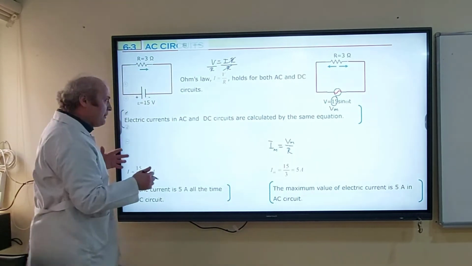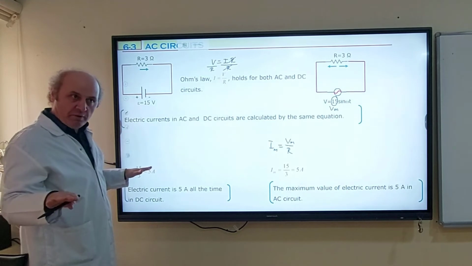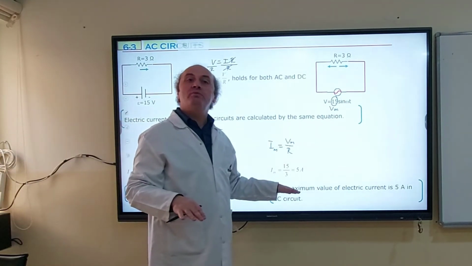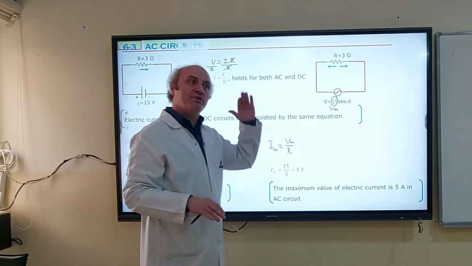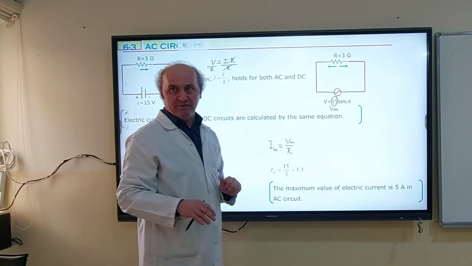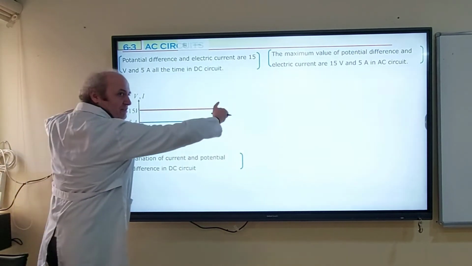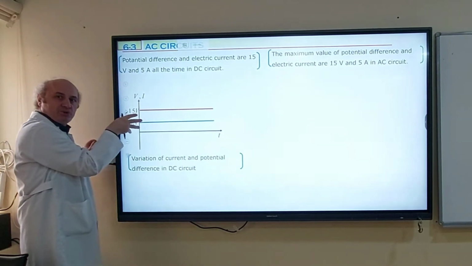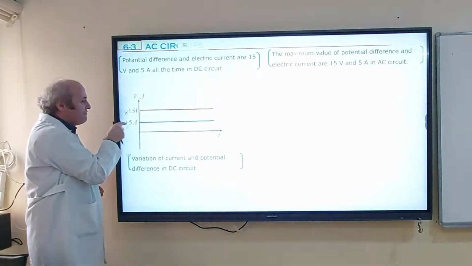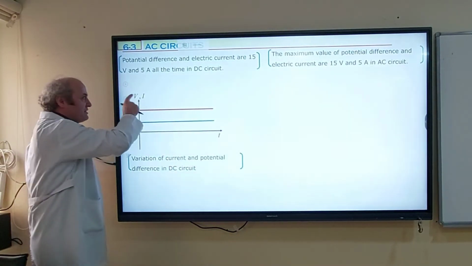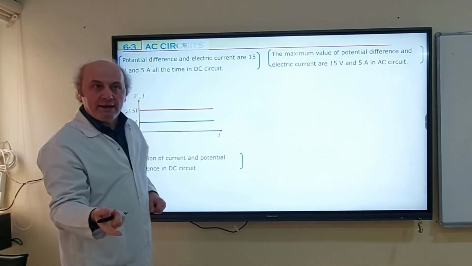Now what is the difference between them? In DC, electric current is always 5, all the time 5. But in AC, the maximum value of the electric current is 5. It's not always 5. It's changing between positive 5 and negative 5. Now I will draw the picture, and you will see that. This is how potential difference and electric current are represented in a DC circuit. Potential difference is 15 volts. Electric current is 5 ampere. This represents potential difference of DC and electric current of DC, but AC will be different.